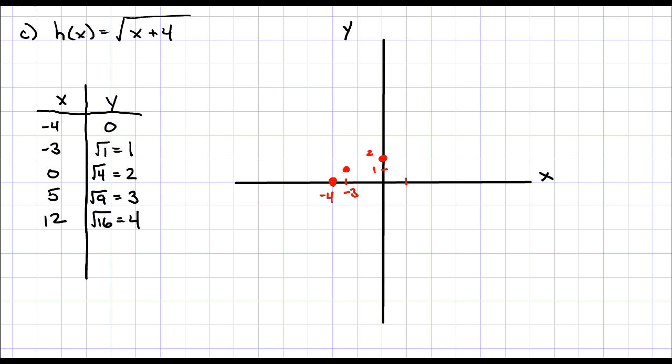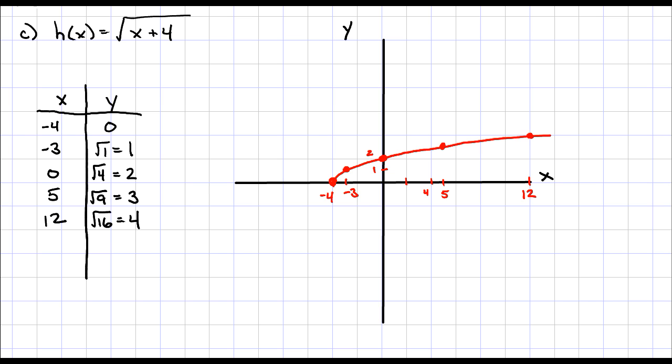So let's see, that's 2, 4, 5 is right over here, and I get 3 out, so that would be up here. And if I plug in 12, 12 is going to be way out here. I expect to get 4. Now connecting these, I'm going to get a curve that looks like this.